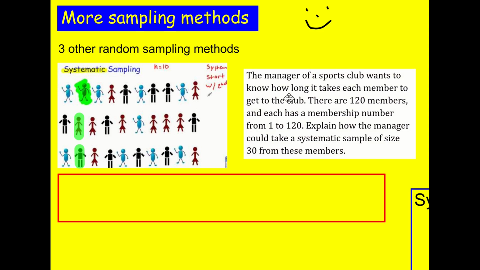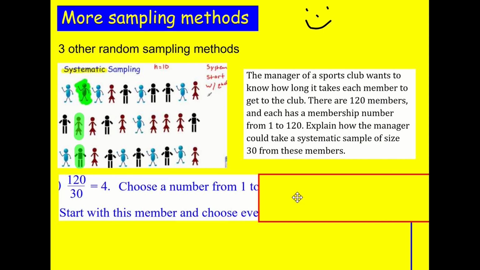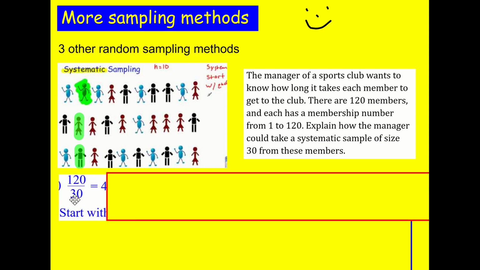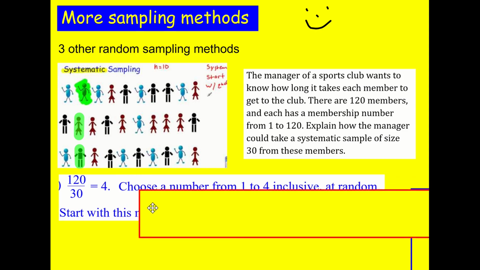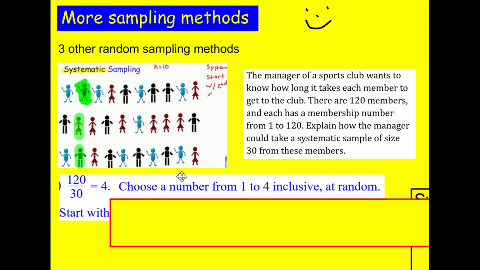So if we look at an example, I'd like you to try this yourselves. I'm going to talk about it, but have a read. A manager of a sports club basically wants to select 30 people from 120 members. How could they do a systematic sample of this size? Well, they could divide the number of people by 30, and so they know they need to take every 4th person. It's just, do they take 1, 5, 9, and so on, or do they take 2, 6, 10, and so on? Well, that's where the random aspect comes in.